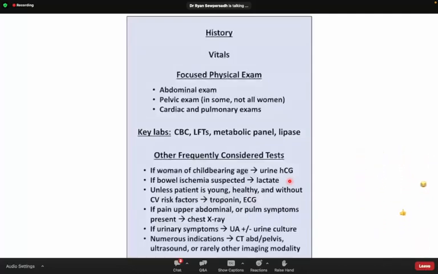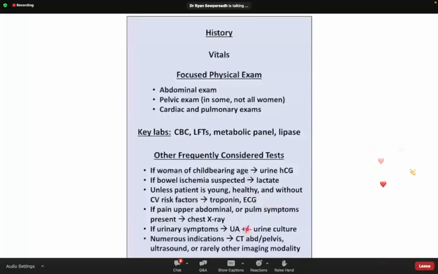Okay. If acute bowel ischemia is suspected, an elevated lactate will be consistent with bowel infarction, right? Now, unless your patient is young and healthy and without cardiovascular risk factors, it's always prudent to do a troponin level and an ECG to rule out acute coronary syndrome, because we spoke about the radiation of the pain, which could manifest as abdominal pain in the context of ACS.